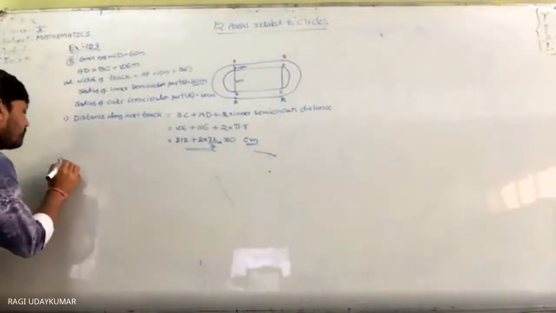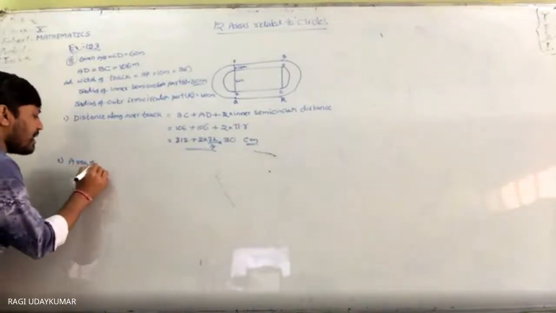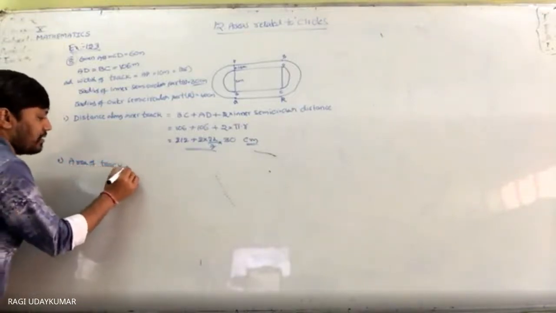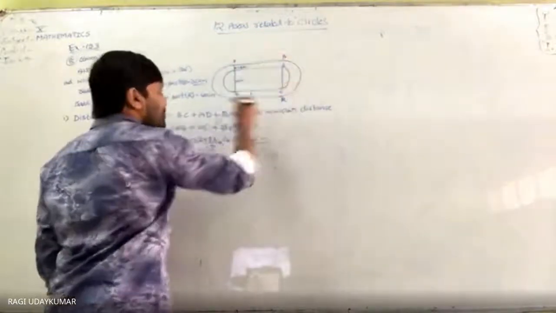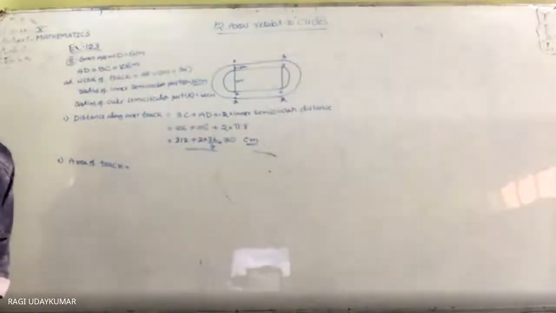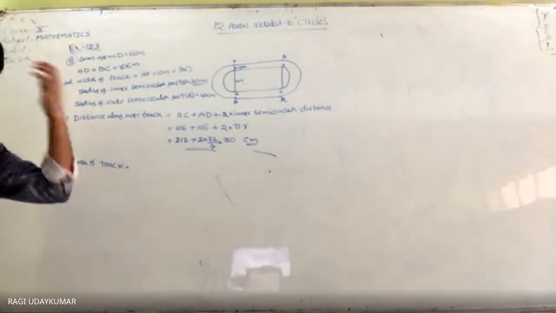Yes, sir. Next, the second question is asking the area of the track. The complete area of the track is what the question is asking you to find. So the area of the track, how do you find it?